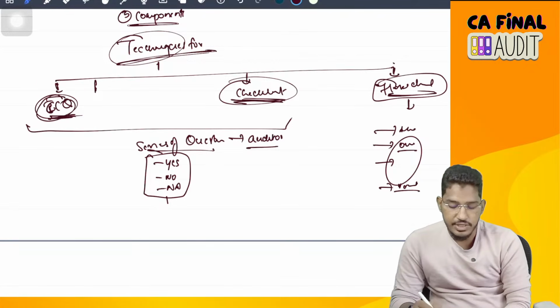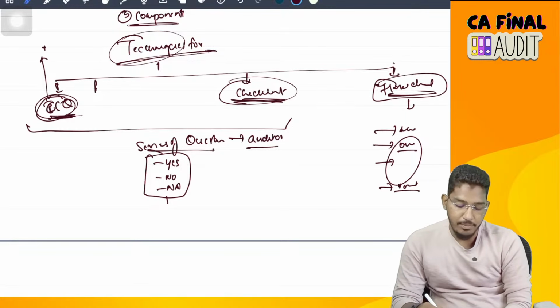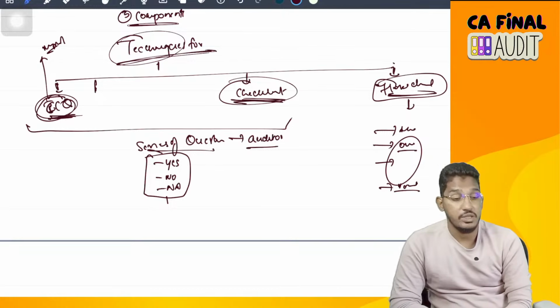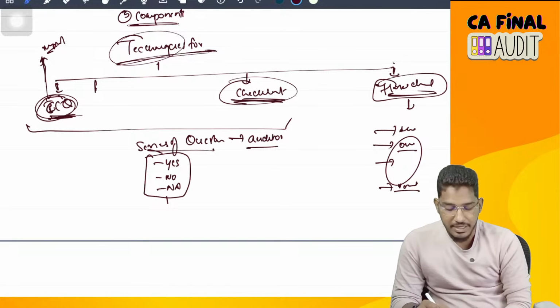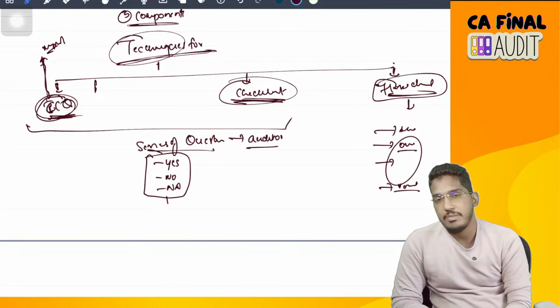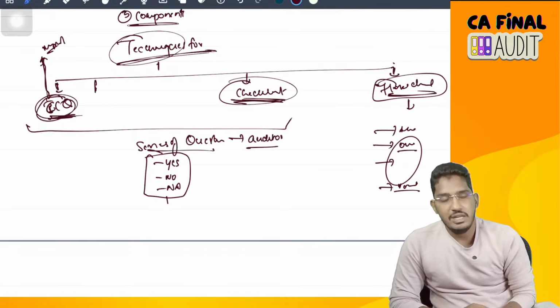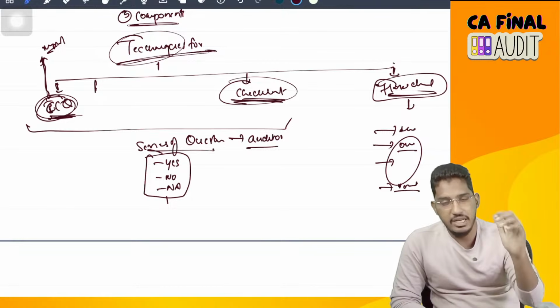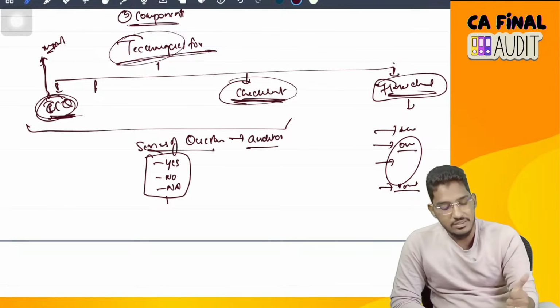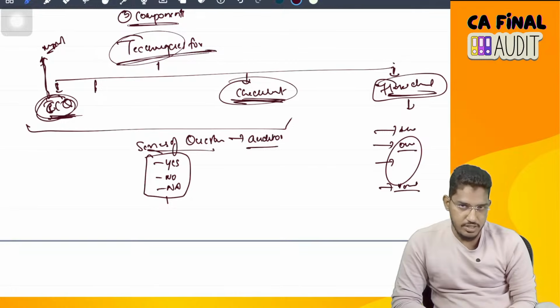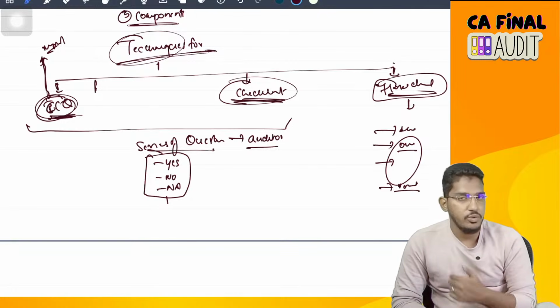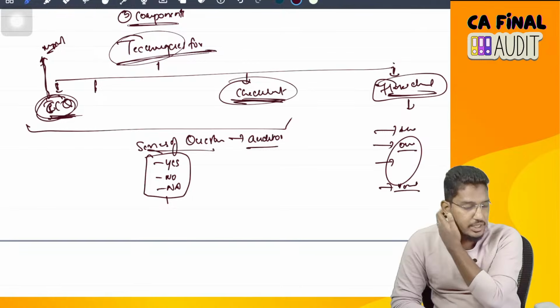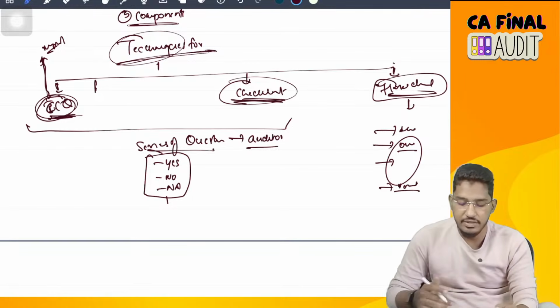If it is an internal control questionnaire, whatever questions I have prepared, I will go and give to the management, the client's management, and ask them to fill in the answers and get back to me. Either the client's management will do it or their staff will do it, I'm least worried. I will hand the list over and tell them, I need answers to these questions. Someone from the client will fill in the answers and give it back to me.